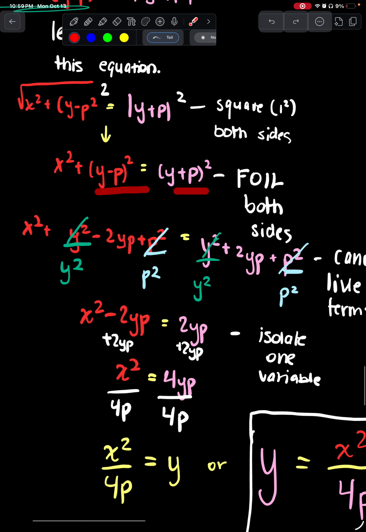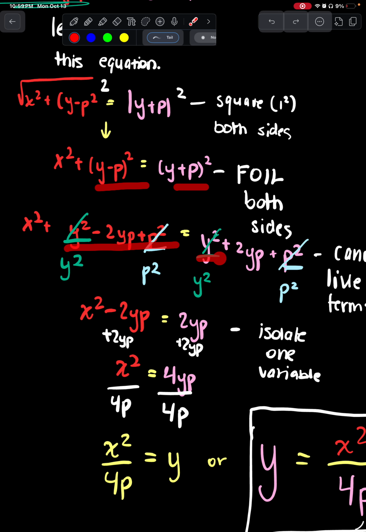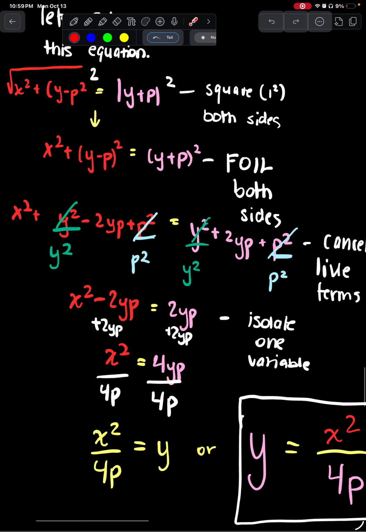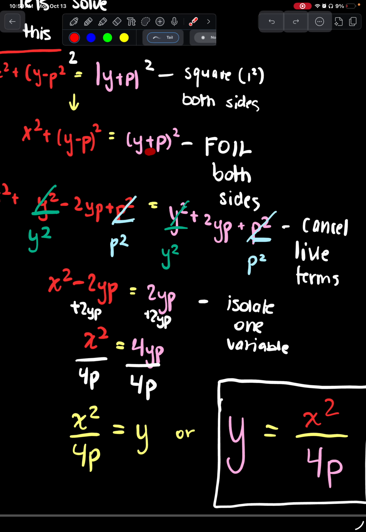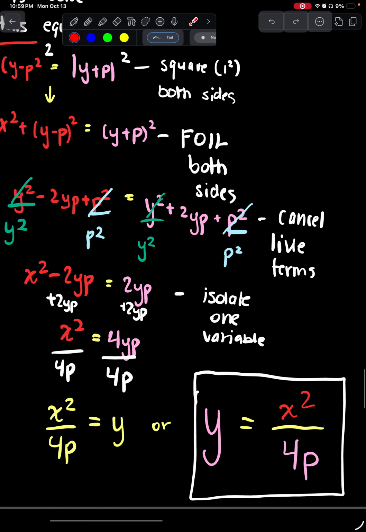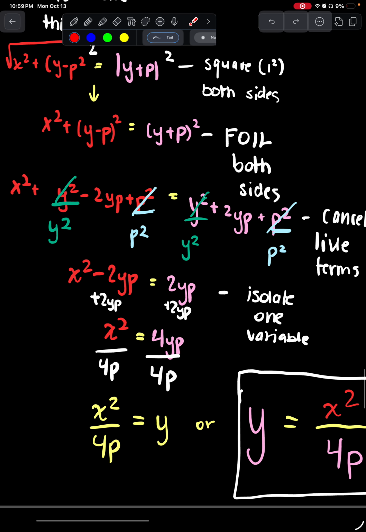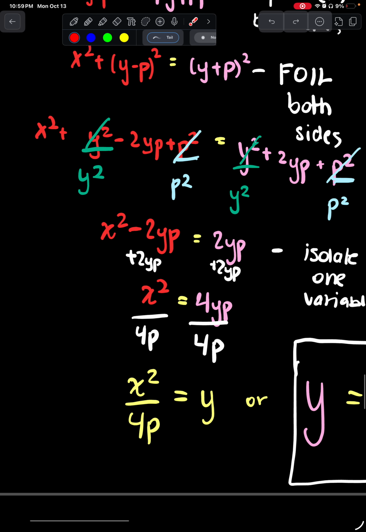So I already FOILed it for you here. It expands into y squared minus 2yp plus p squared. And on this side, because it's a plus, it's y squared plus 2yp plus p squared. Every time you get the same term on two sides, you can always cancel like terms. So if this is on this side and this side at the same time, we don't really need it, so we can get rid of that. Same thing with this p squared. It's also on this side, so we get rid of that. After we get rid of those, we just have this stuff remaining.